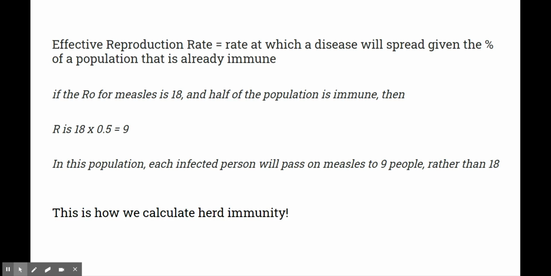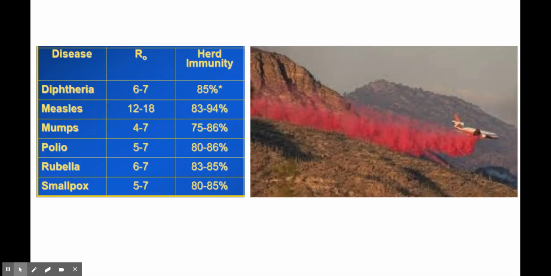This is how you essentially calculate herd immunity. So isn't that kind of fun? So for a disease outbreak to stop, for a disease to die out, this is the level of herd immunity that you need. So a disease like the measles with an R naught between 12 and up to 18, you need herd immunity of up to 94, 95%.